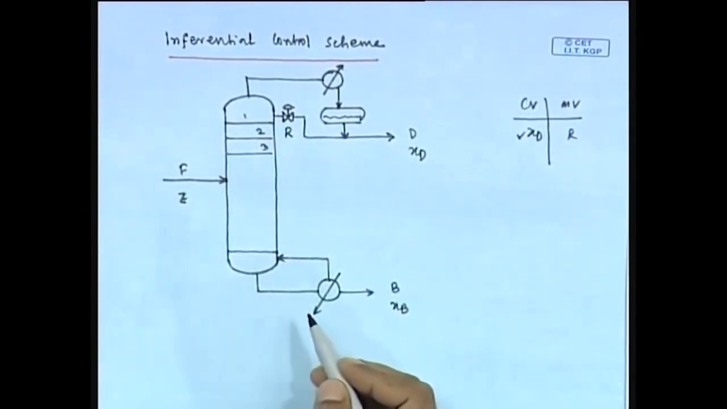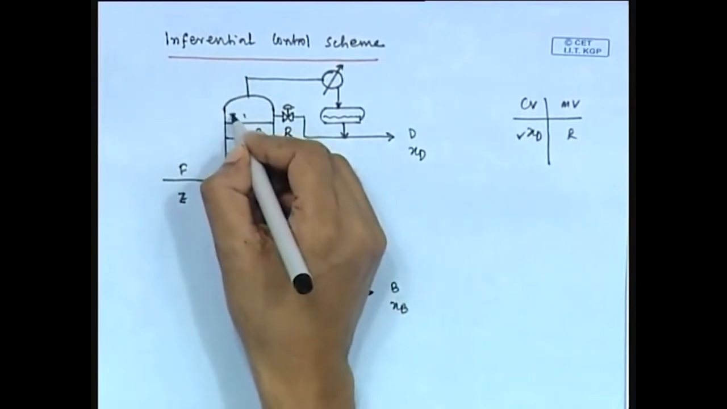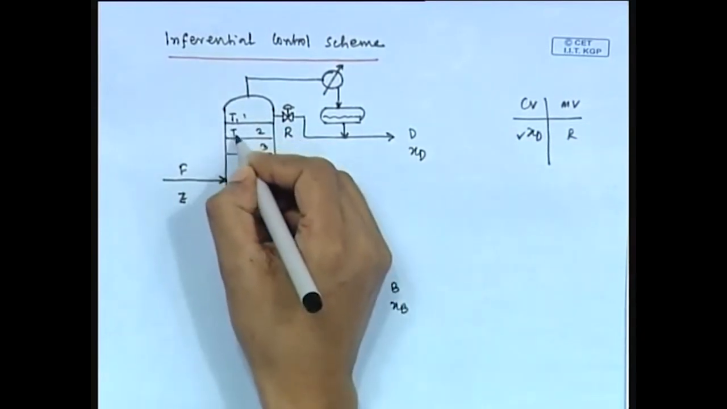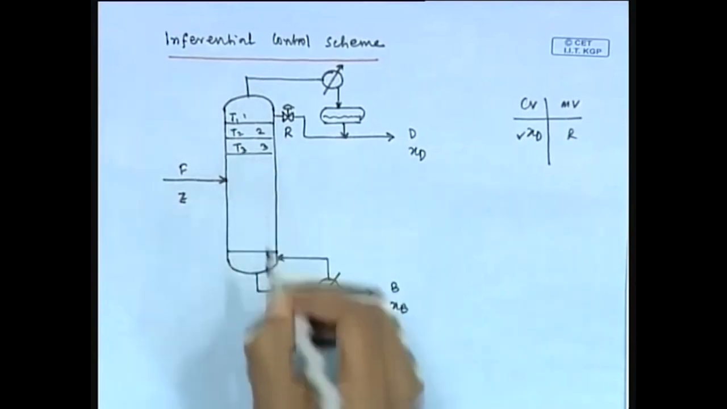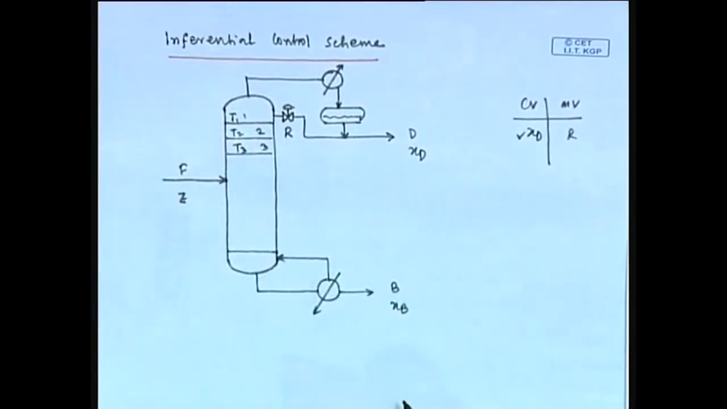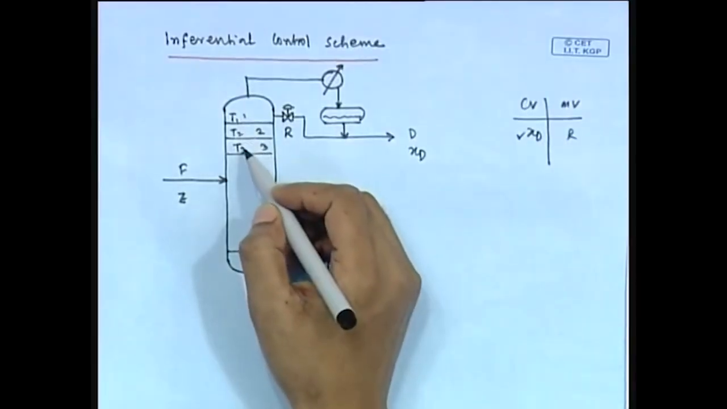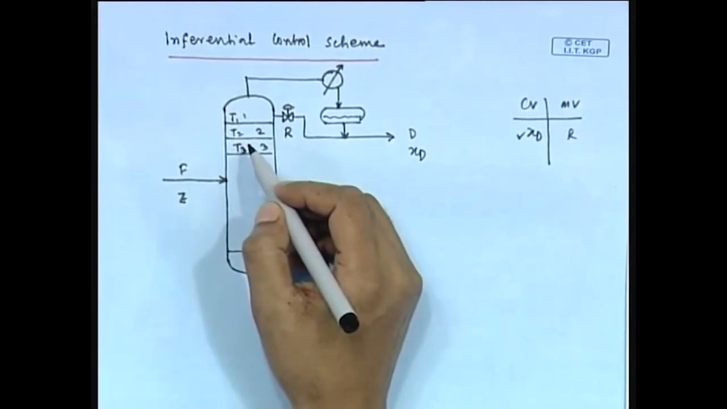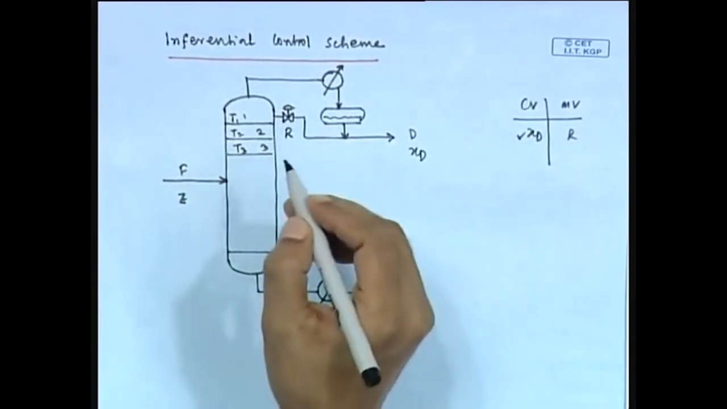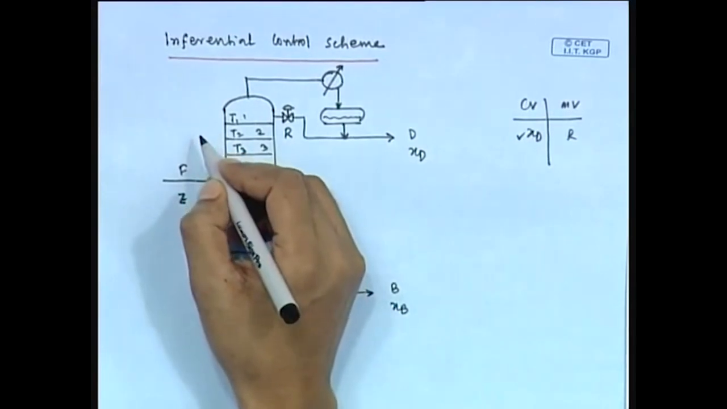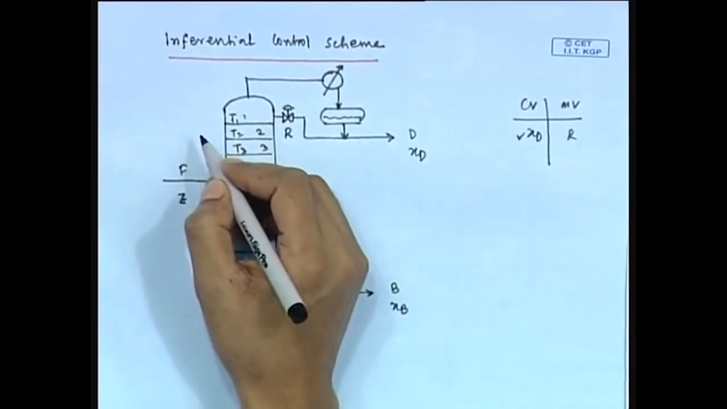So the temperature of this first tray is, suppose, T1, this is T2, this is T3. It is quite easy to measure the temperature compared to the composition measurement. Fine. So, we can say that these three tray temperatures we can consider as secondary measurements. Fine. So, we will measure these three temperatures using thermocouples.